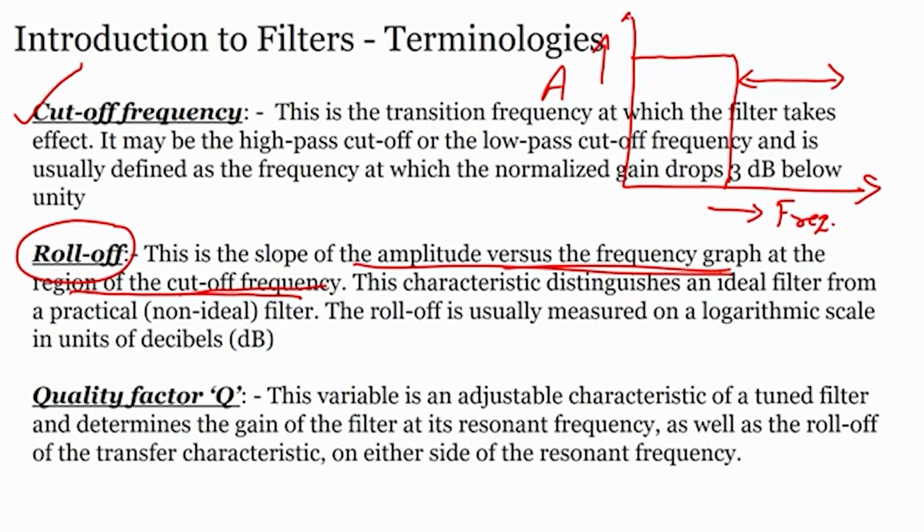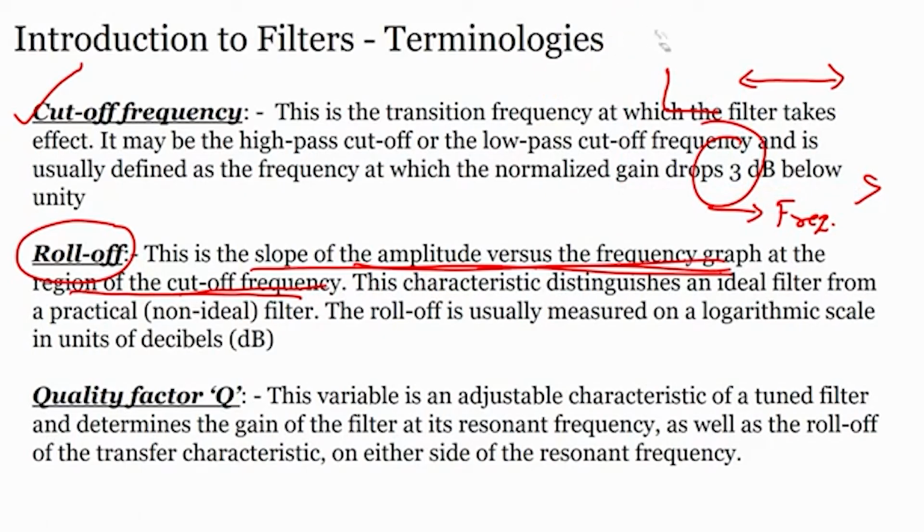Now, what is roll off? This is the slope of the amplitude versus frequency graph at the cutoff frequency. This is the ideal situation. Practically, you will have a situation like this. Alright. So, this slope that you see is the roll off. This slope of amplitude versus frequency at the region of the cutoff frequency will give you the roll off of the filter.